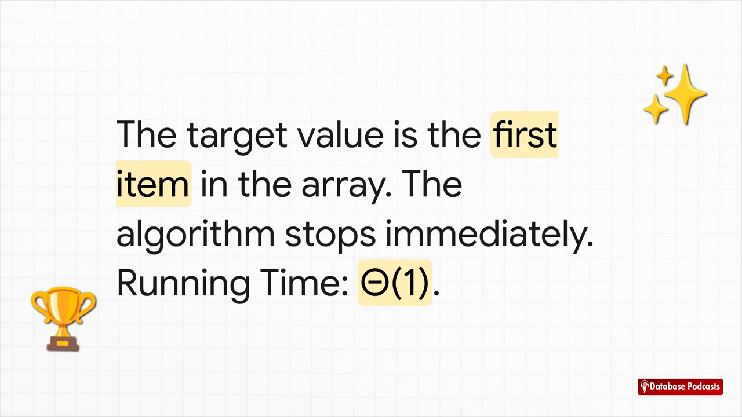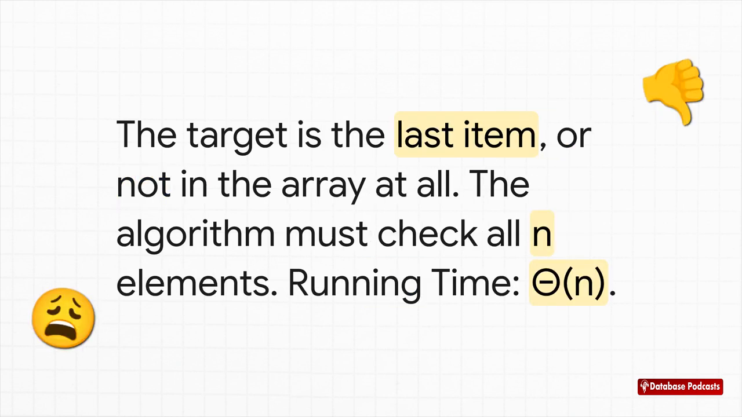It's just one step. And the worst case, the absolute worst luck, the item you're looking for is the very last one. Or even worse, it's not in the list at all. In that situation, the poor algorithm has to slog through every single one of the n elements before it can finally give up. So its runtime grows in a straight line with the size of the array. We call that theta of n.